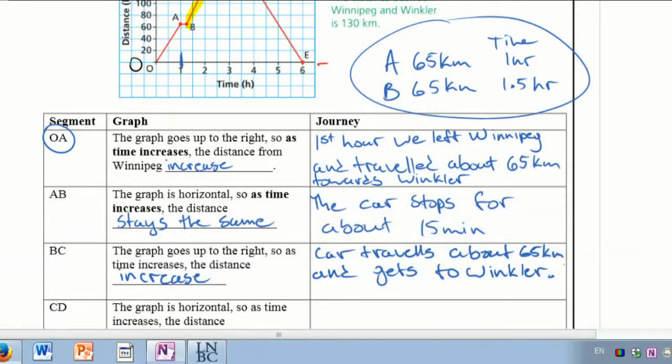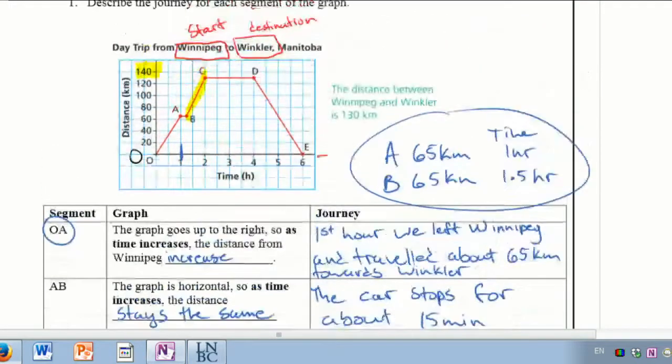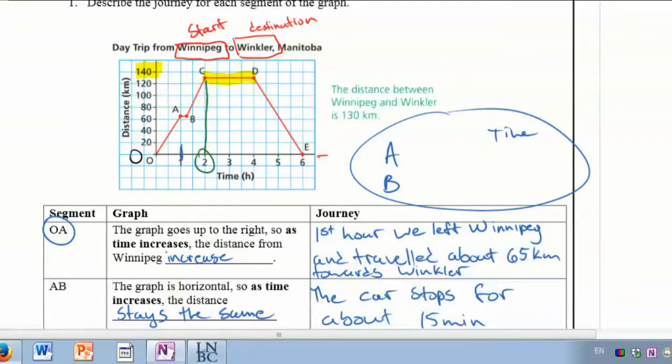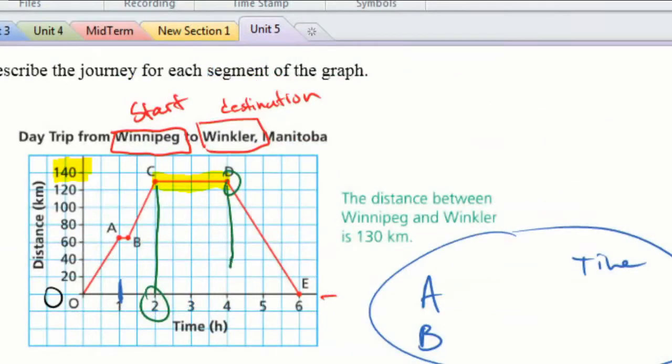All right. From C to D, what's going on? Let's think about this again. When we looked at A and B, we knew that the car wasn't moving. So it's looking like the same deal here, but we're stopped for a really long time. If I take point C and drop it down, this is at 2 hours. And point D, if I drop it down, is at 4 hours. So how long did they stop for from C to D?